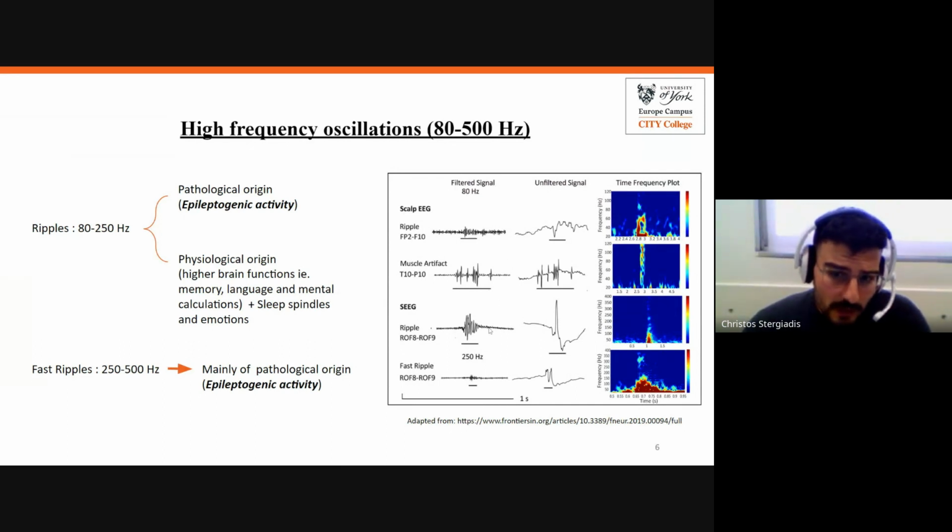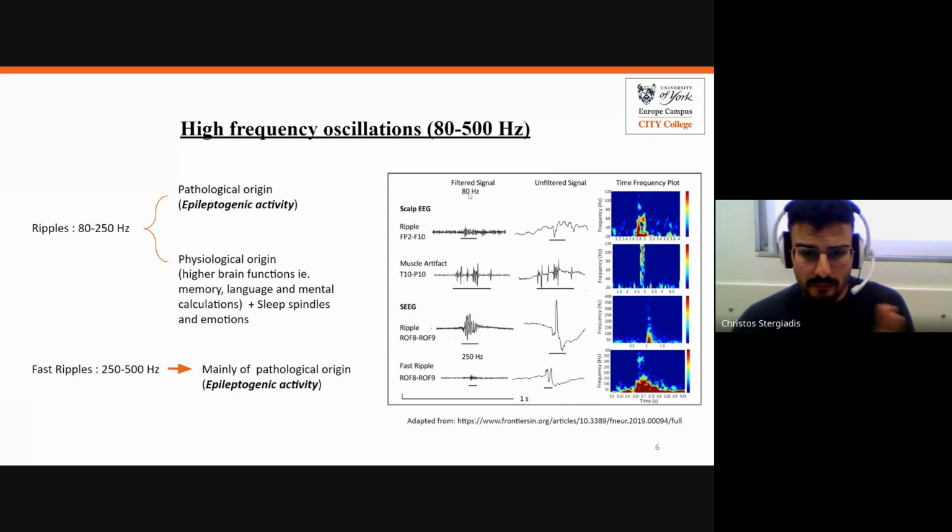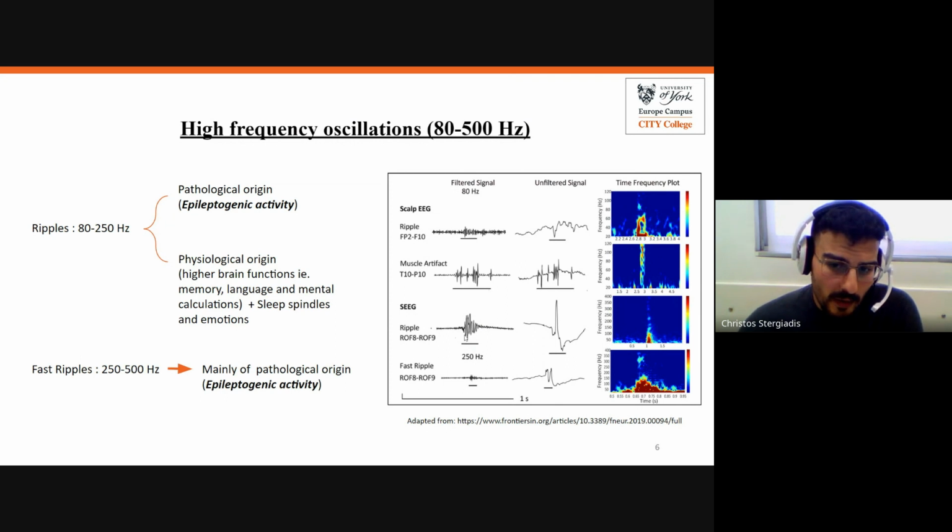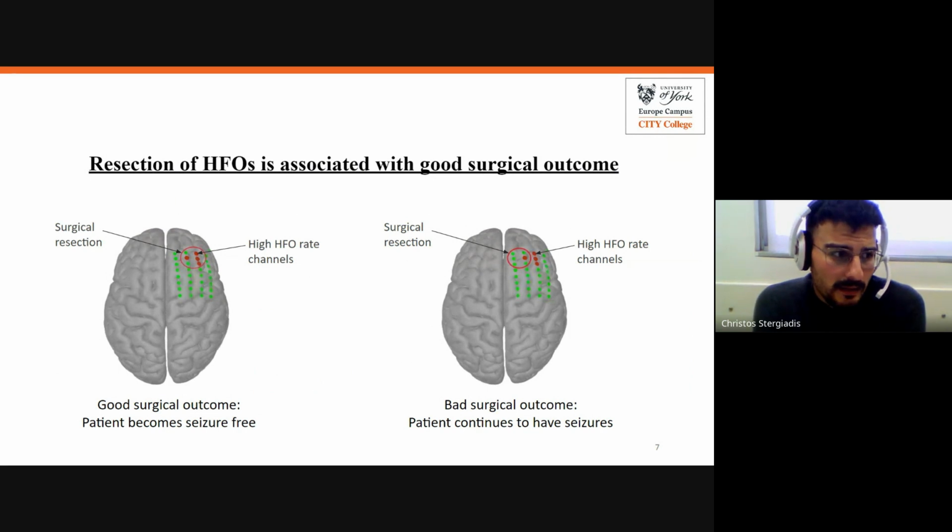On the figure here, you can see, for example, that in the unfiltered signal, it's not very easy to distinguish the high-frequency oscillation, the event, from the rest of the signal. But if I filter the signal with a high-pass filter at 80 Hz and focus on the higher frequencies, I can much more easily see a distinct event. In any case, this is signal processing, so I'm not going to bore you with that. I just want to say that it's not just because we say that high-frequency oscillations are predictors of epileptic tissue, but this is what has actually been found.